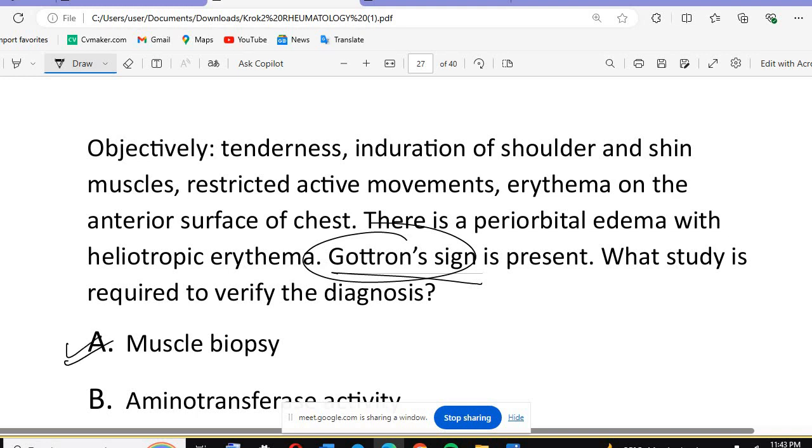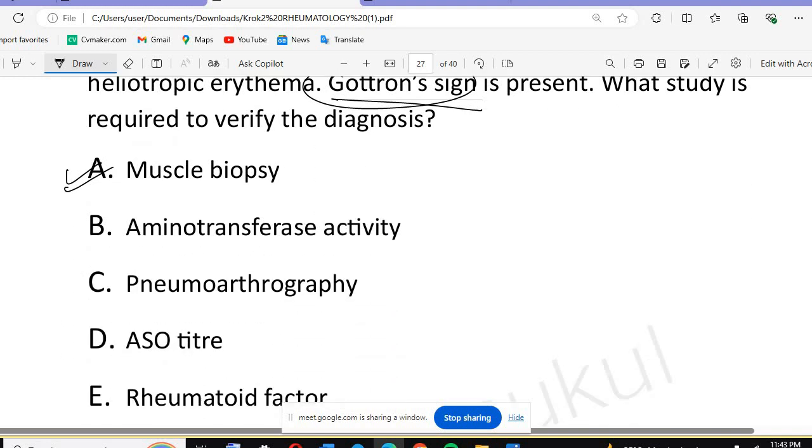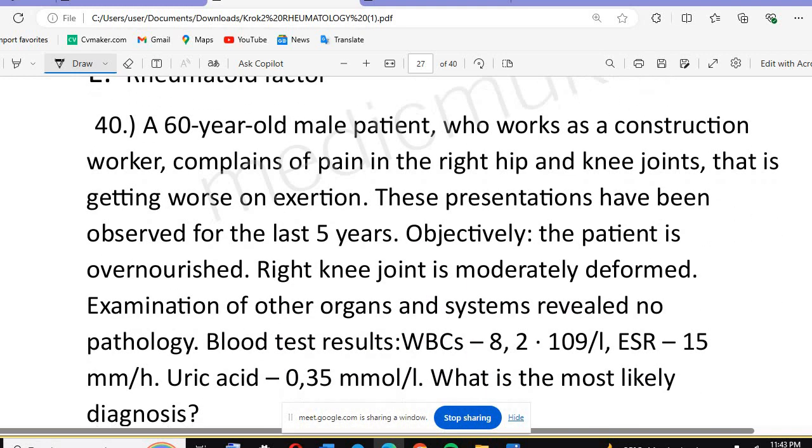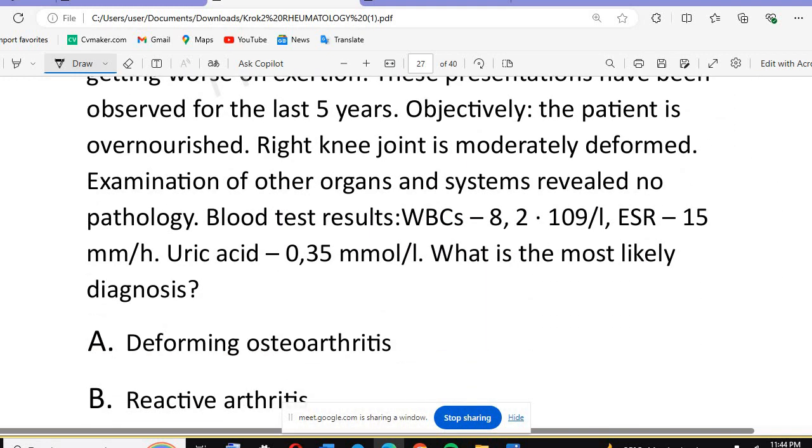So for making the diagnosis, you have to go for the muscle biopsy. What you will see in the muscle biopsy, you will see there will be the CD4 positive T cells. And there will be some perifascicular atrophy, but just remember the muscle biopsy would be there.